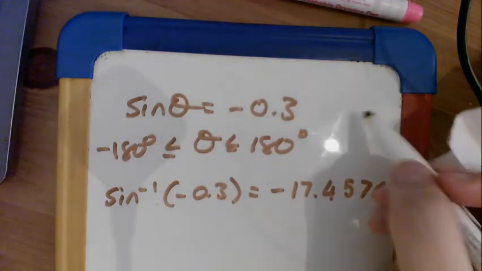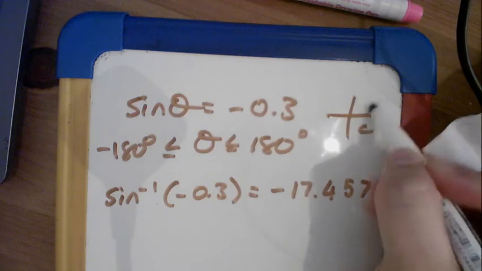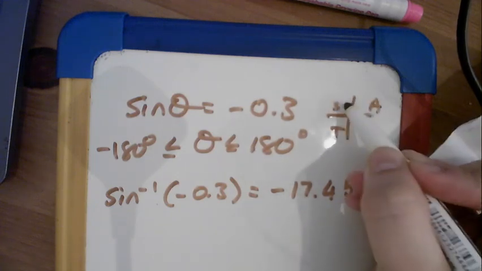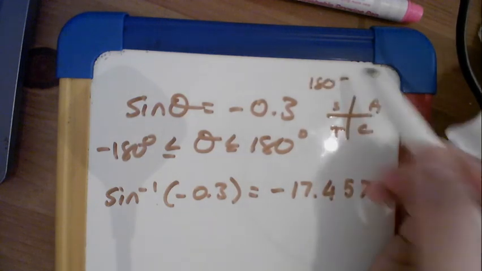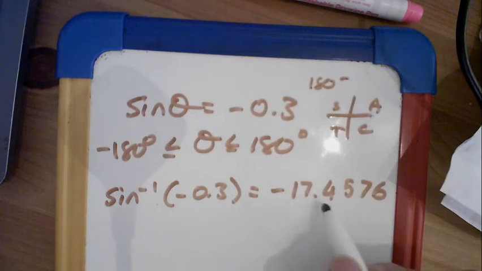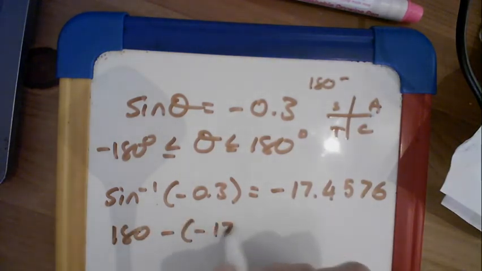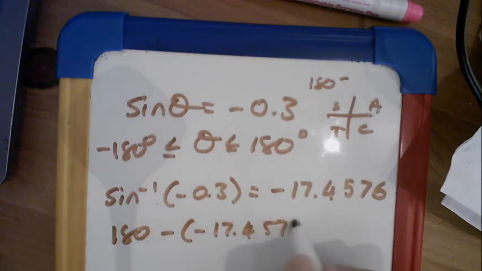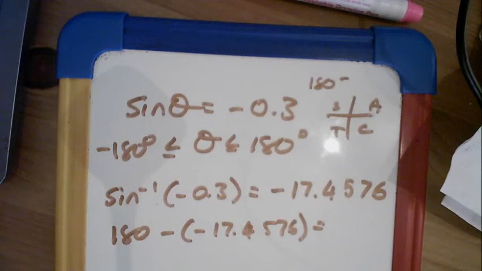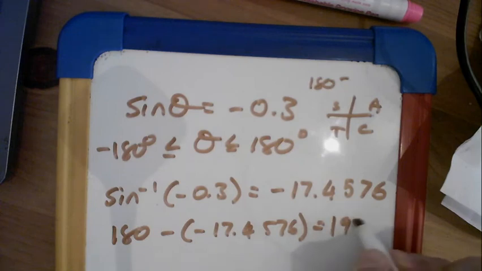Now, if I go to my CAST diagram, sine is 180 minus. So I'm going to do 180 minus this value. So 180 minus minus 17.4576 is 197.4576.